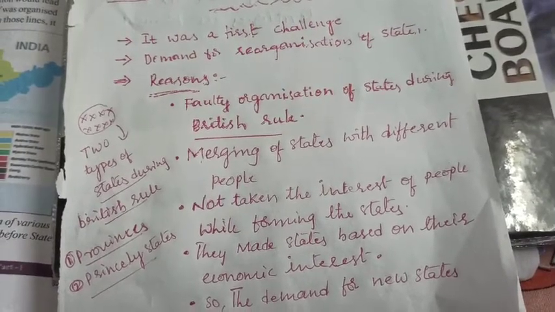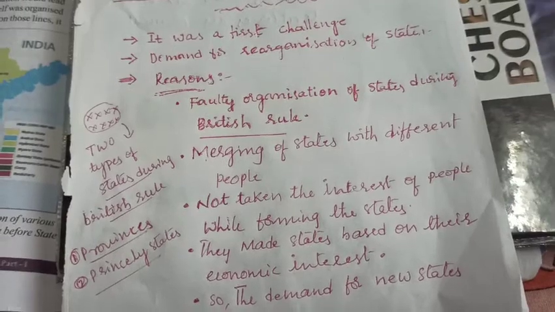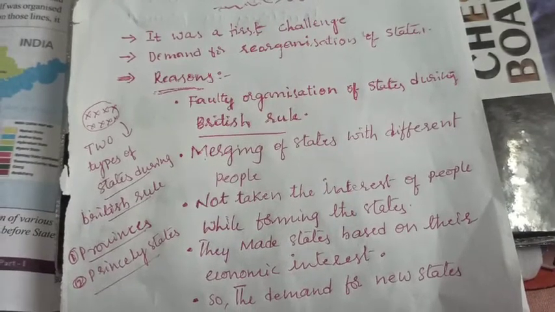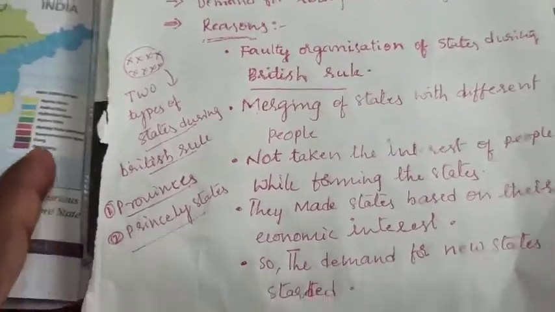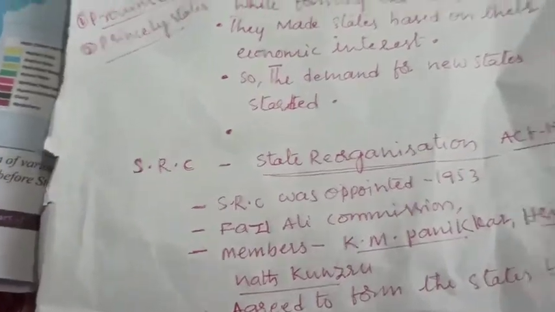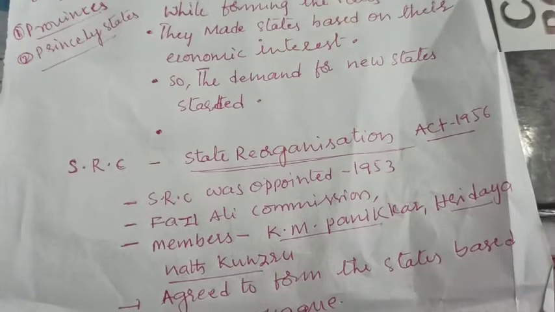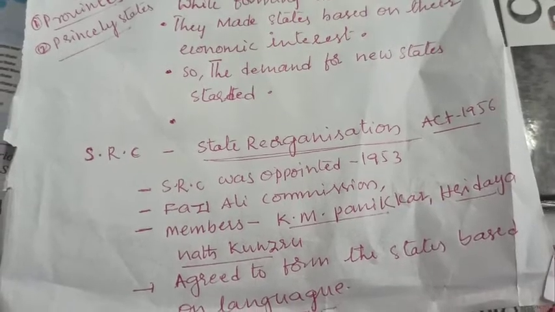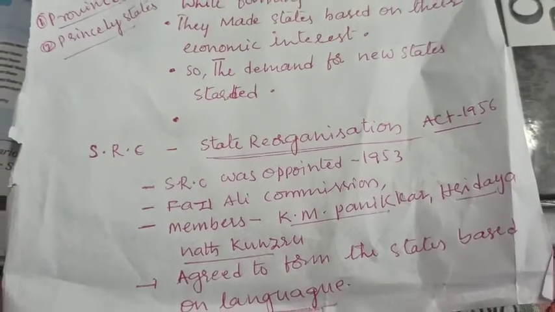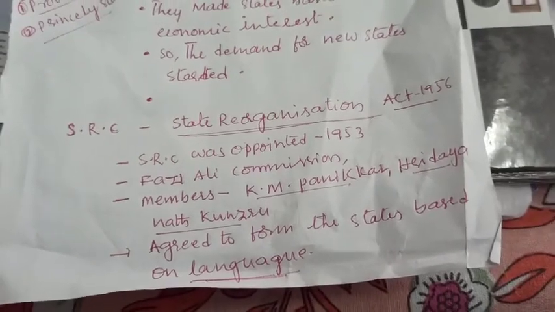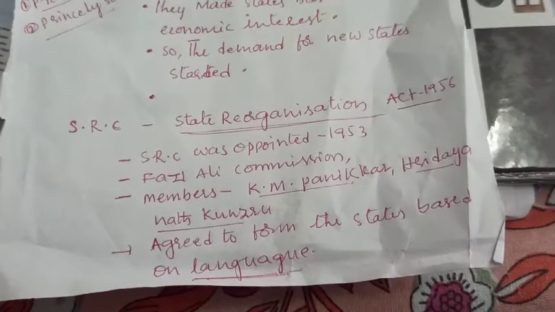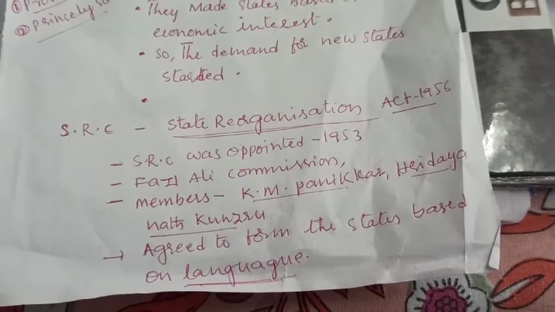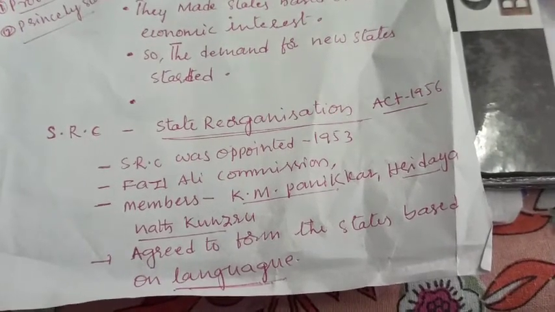This was the first big attempt made by the Telugu-speaking people who were with Tamil Nadu. Immediately the SRC, the State Reorganization Commission, was formed. The SRC was also called the Fazal Ali Commission, as this person was the head of this commission. The other two members were K.M. Panikkar and Hridayanath Kunzru. These three members were there in the SRC.